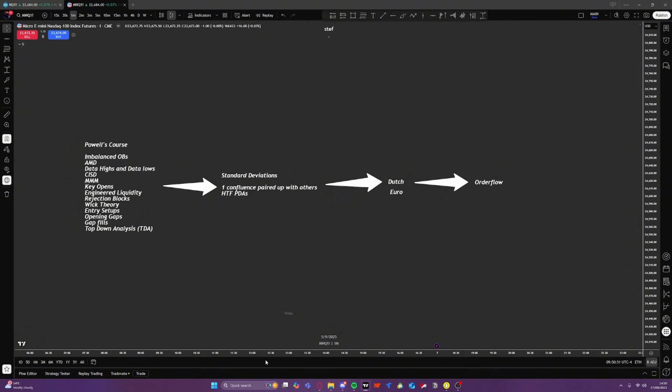But I would definitely, if you were just looking to switch from taking like 1 to 5 RRs or negative RRs, just start with Powell's course, go to standard deviations through Dutch, Euro, myself, and then go to order flow. You don't really need to go to order flow if you don't want to, but it looks pretty cool and it gives you really good entries.